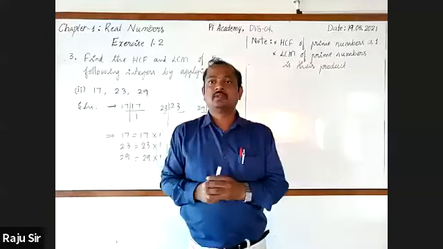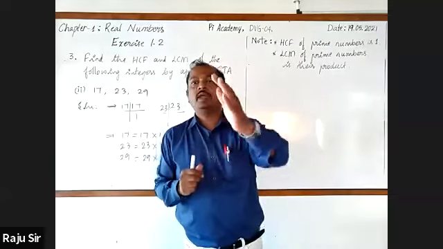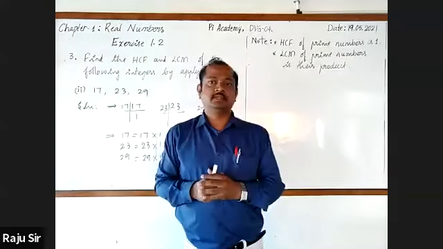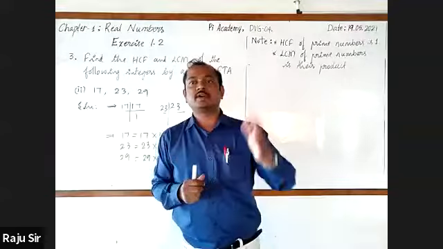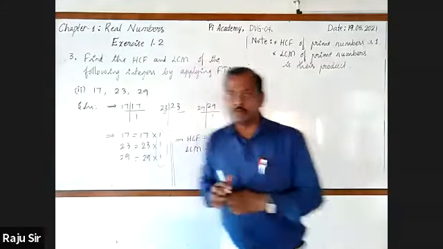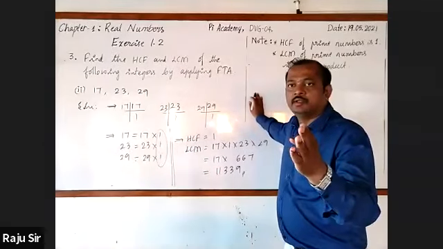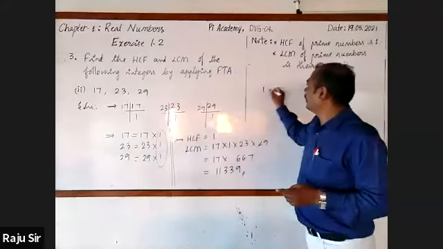I'll ask you one more simple question. What is the HCF of the least prime number and the least composite number? 2, sir. You are right. 2 is the HCF of the least prime number and the least composite number. And one more question: what is the HCF of the least prime number and the highest prime number from 1 to 10?